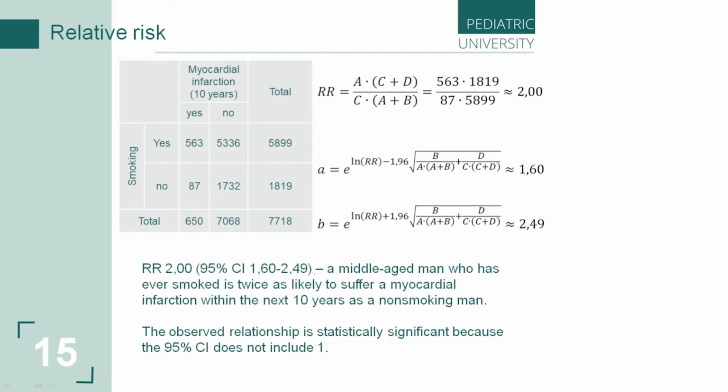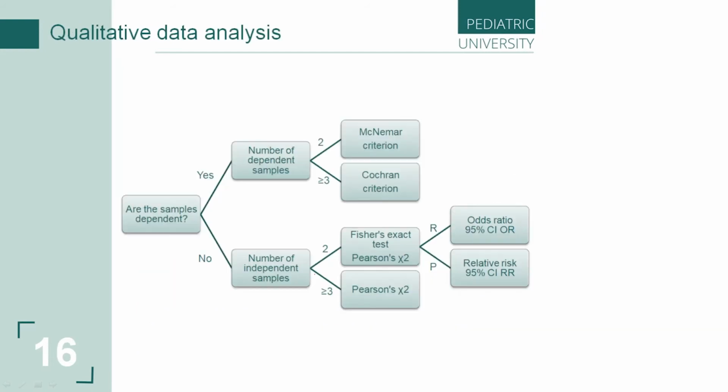Now, after this, we should summarize the information on the analysis of qualitative data. When we are analyzing qualitative data, it's important for us to know if the samples are dependent or not. Firstly, we see dependent or independent samples. After that, why should we know it? Because based on that, we will choose the appropriate criterion.